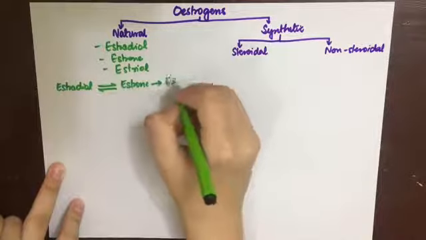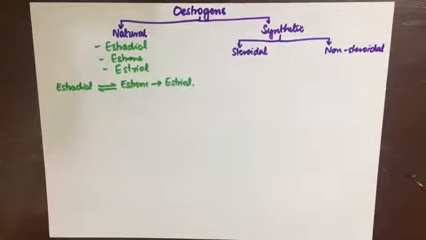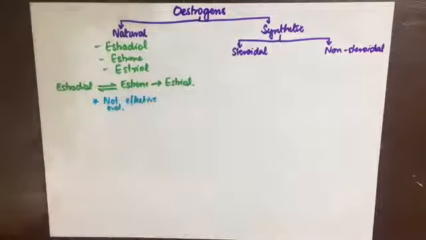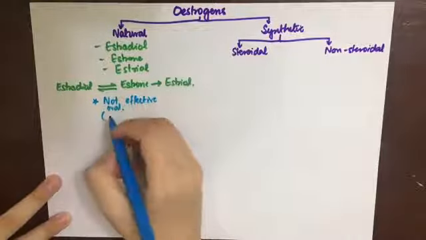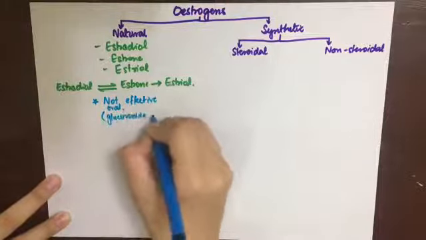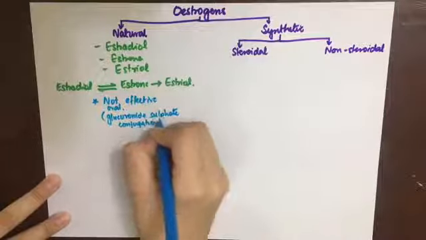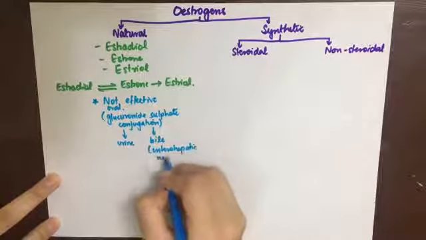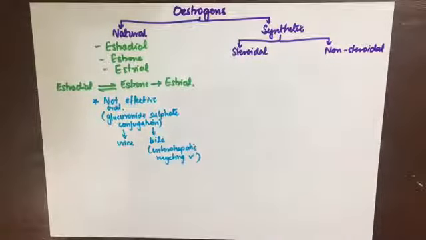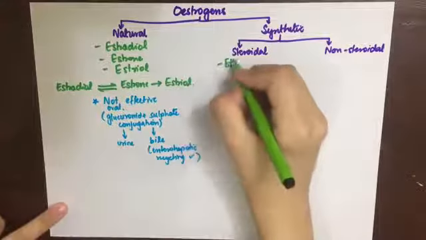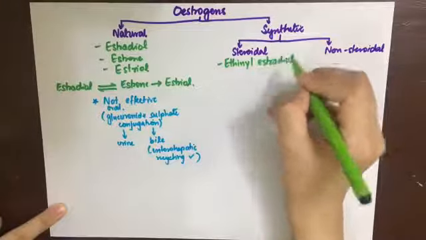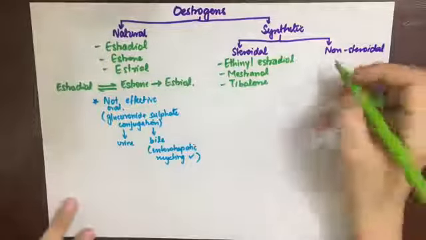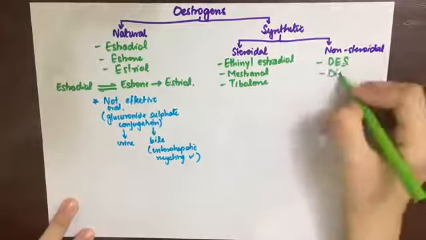Now, these naturally occurring estrogens are not effective orally because they have a high first-pass metabolism. They are metabolized by glucuronide and sulfate conjugation in the liver and then excreted in the urine and bile. In the intestine, they can be degraded by bacterial flora and then enter enterohepatic recycling. The synthetic forms of estrogen, the steroidal forms, are ethinyl estradiol, mestranol, and tibolone, while the non-steroidal forms are diethylstilbestrol and dienestrol.